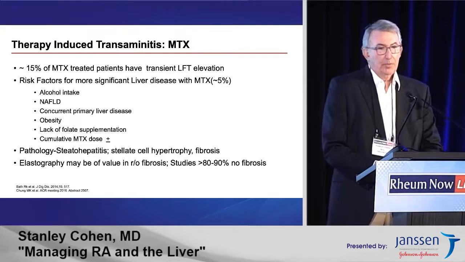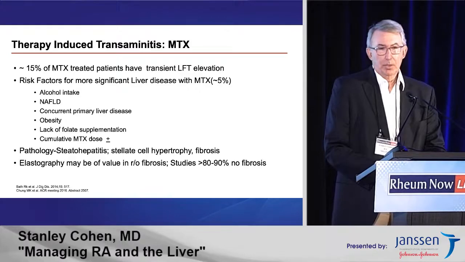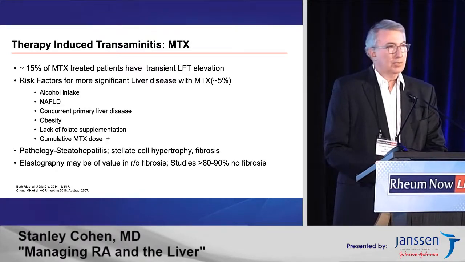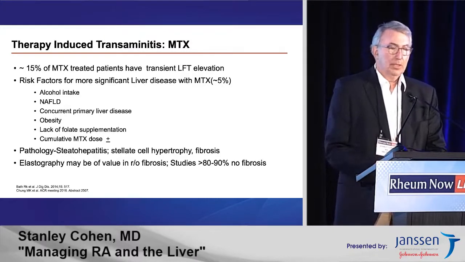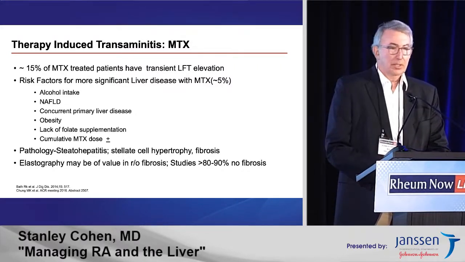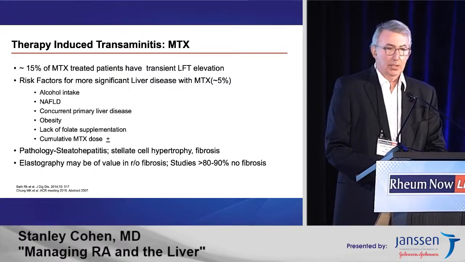Obesity. Data is pretty clear that lack of folate supplementation is associated with increased liver function abnormalities. And then studies have been mixed as far as the cumulative methotrexate dose. Some have suggested this is a risk factor for more severe liver disease, and some have suggested it's not. The pathology is, again, steatohepatitis, stellate cell hypertrophy, and fibrosis can occur.